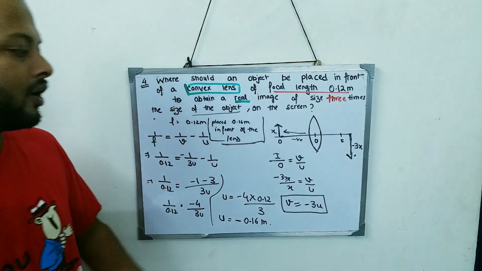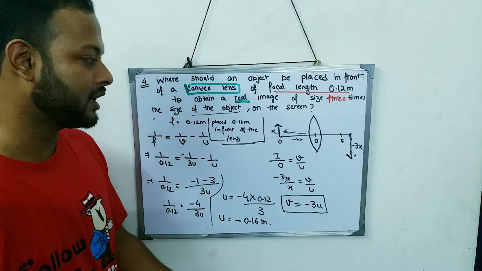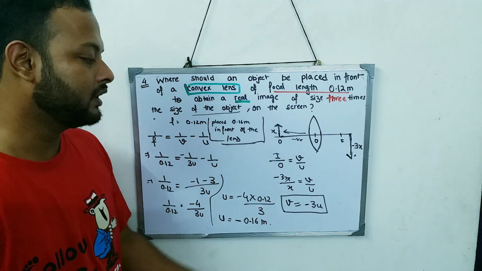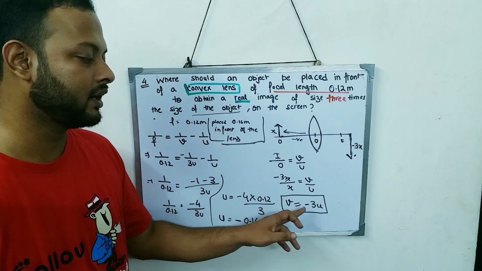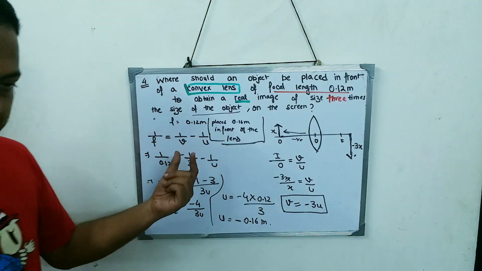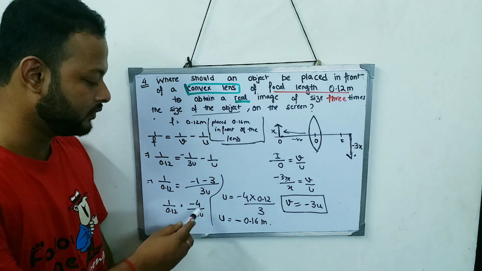So that is how you approach the sum. See, the previous sum and this sum are nearly the same type. Just over there it was given a virtual image, over here it is given a real image. And you can see V is equal to minus 3U, this relationship you have to get between V and U. Once you get the relationship, put that in this formula and you will get the ultimate answer, that is the value of U.